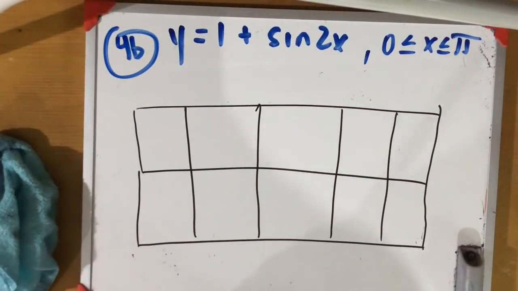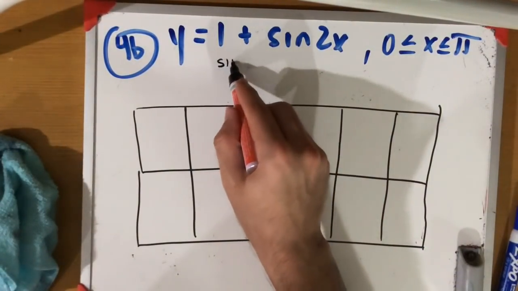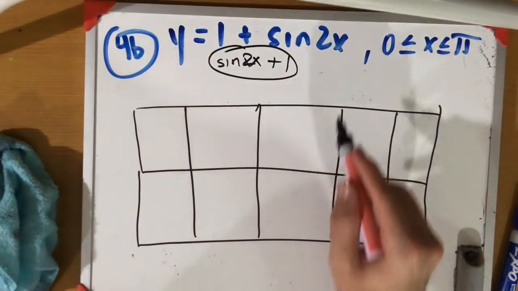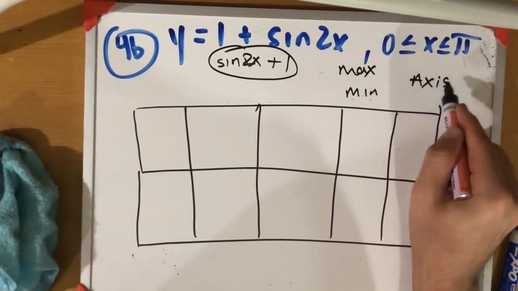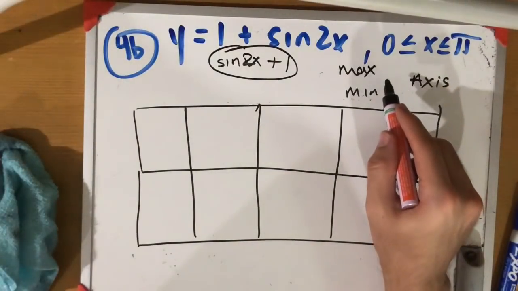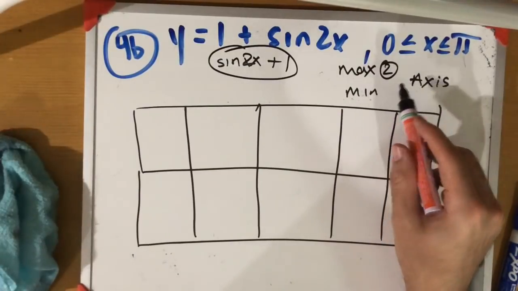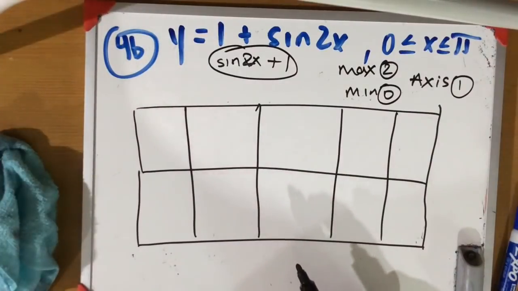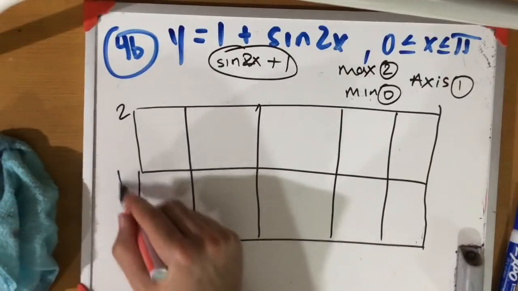All right. So don't get confused by this. This is just putting it in reverse. Okay, so you can read this as, how about we change this to sine 2x plus 1, just so you don't get confused. Max, min, axis. Max would end up being 2 here. Min is 0. Axis is 1. Okay. So max is 2. Min is 0. Axis is 1.